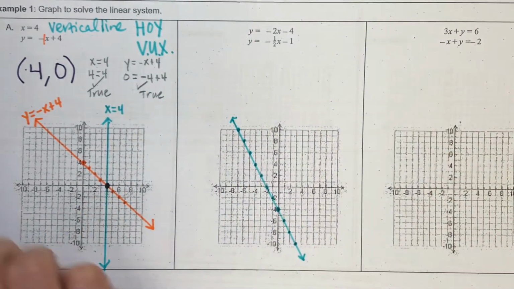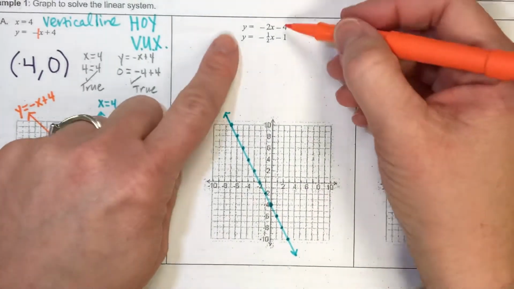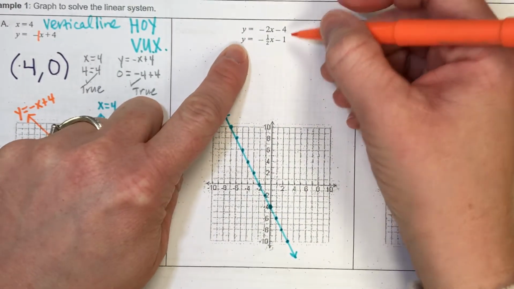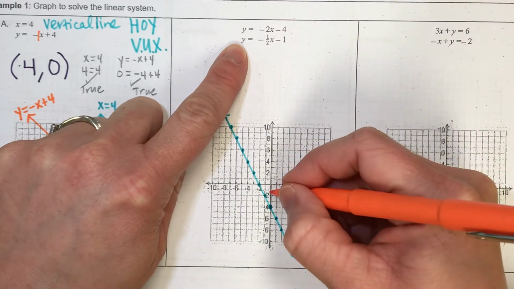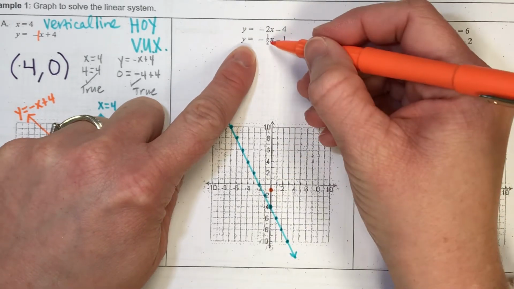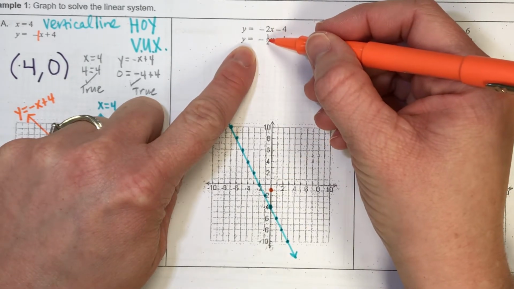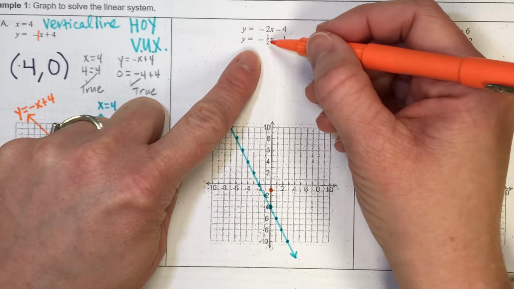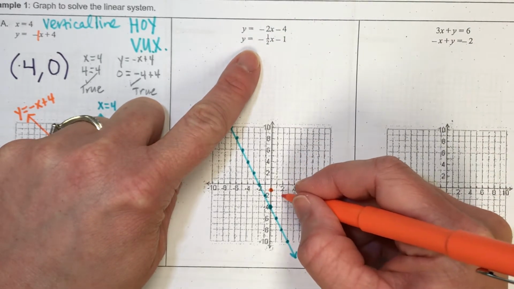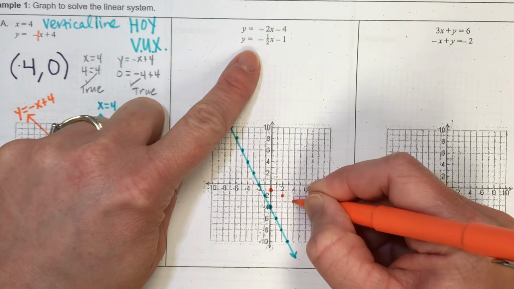This is kind of a grainy graph here. And now the second one, my second equation: -1 is my y-intercept, so I'm going to start right there. And my slope is -1/2, so I'm going to go down 1, right 2, down 1, right 2, down 1, right 2, down 1, right 2, down 1, right 2.